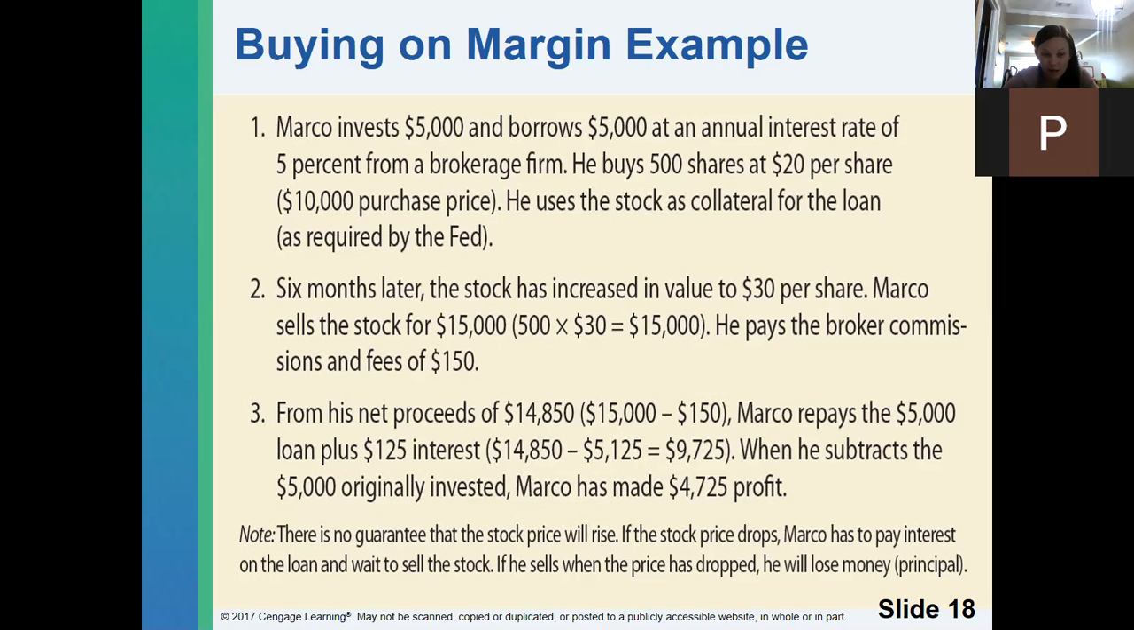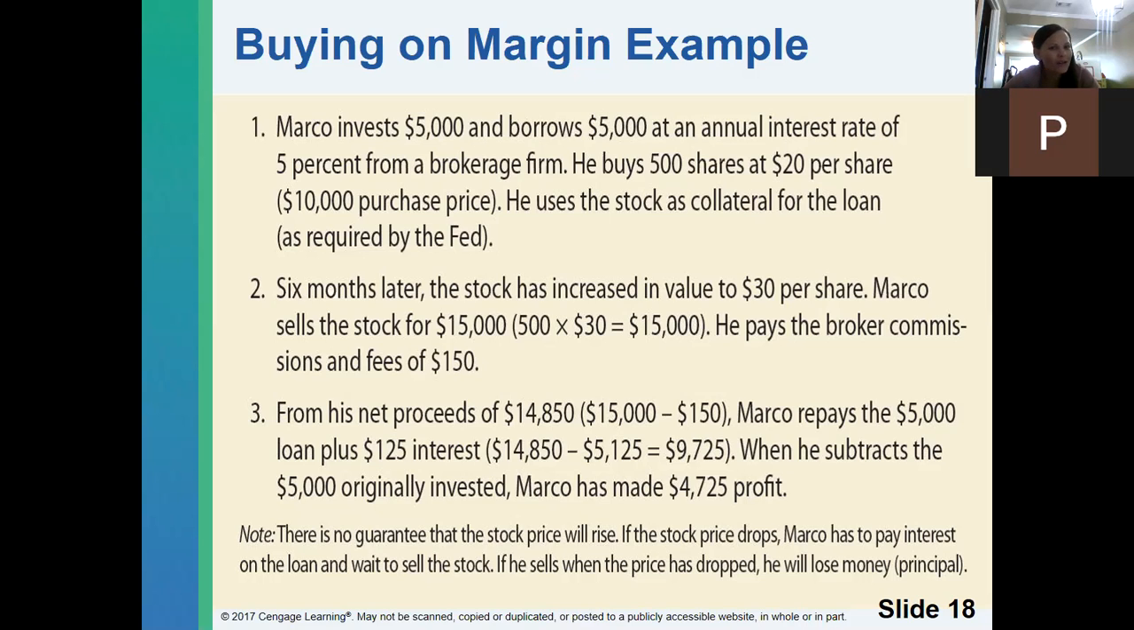So that brings us to the top of step 3. So his proceeds are $14,850. So he repays the $5,000 loan, plus he had to pay $125 interest. So it was $5,125. So now he has $9,725. He originally spent $5,000 of his own money. So he made $4,725. So again, this worked out well for him.